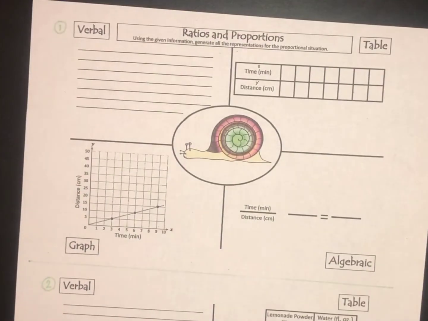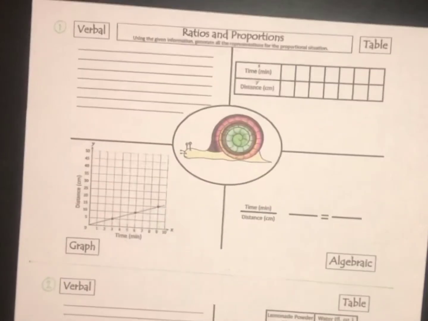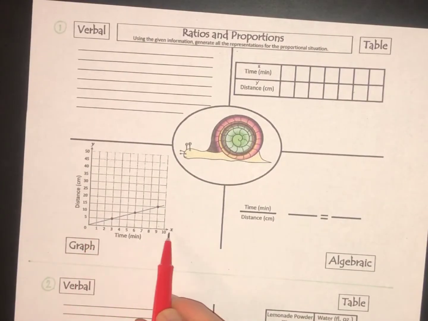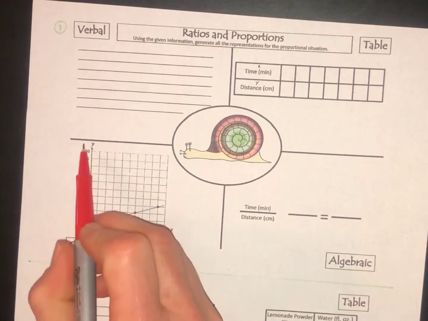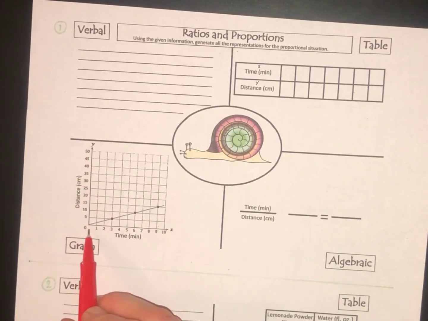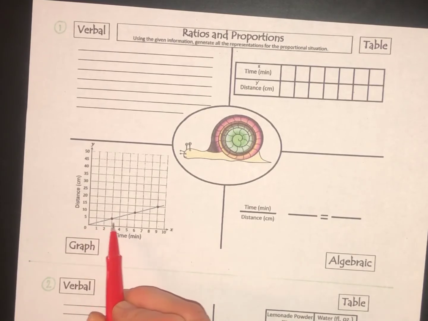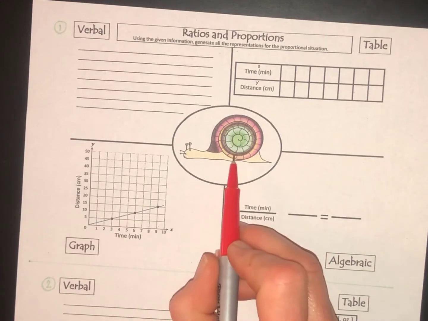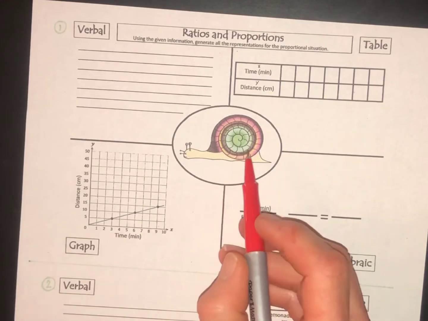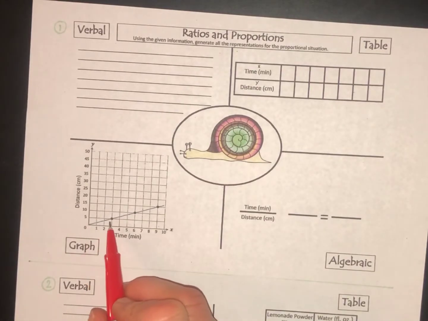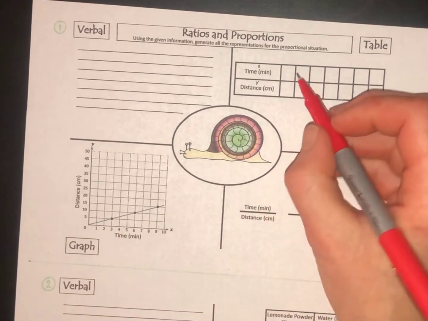We'll look at the data on the graph. It shows us time in minutes going down and distance in centimeters going up. So in 3 minutes, we go 5 centimeters. And we're talking about snails. So this is the speed of a snail. Time 3, distance 5.